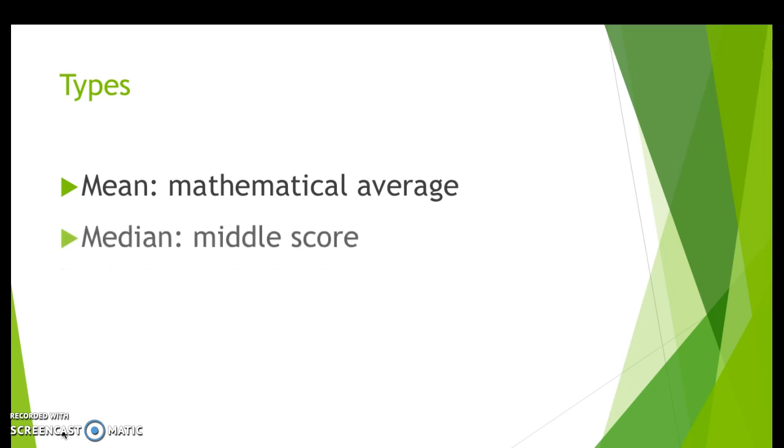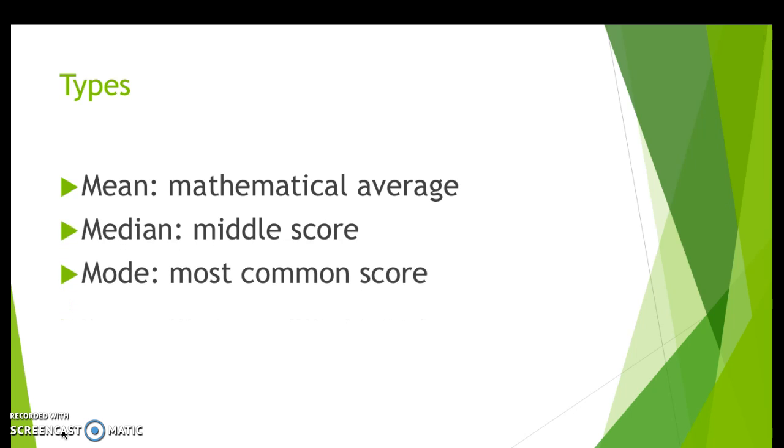There's three types of measures of central tendency. The first one is the mean. We also have the median and the mode. The mean is known as the mathematical average, and that's because all of the numbers are taken together, added up, and then divided by the total number of scores to get our mathematical average.